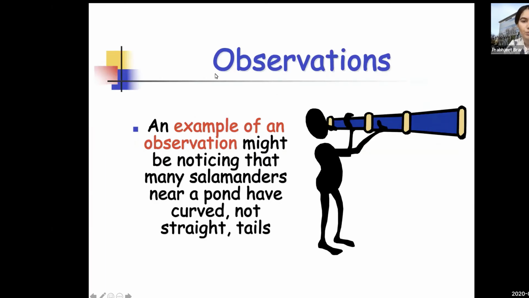So for the observation, you see that salamanders near the pond have curved tails, not straight tails. Now you want to think, why is that? So why might that be? Are there any explanations? You guys want to give me an explanation? You can type in the chat.